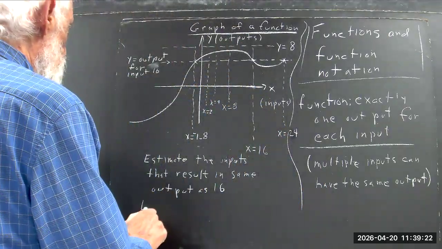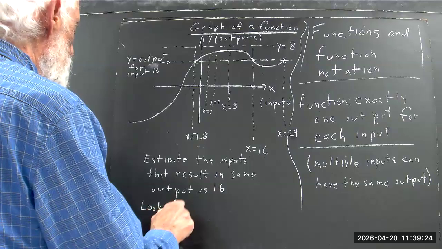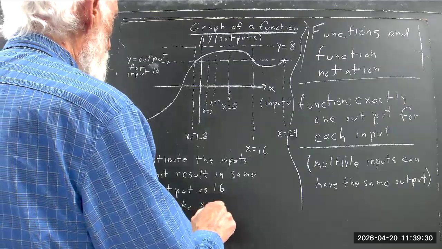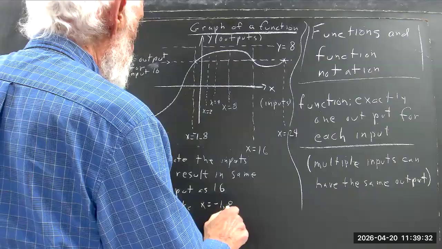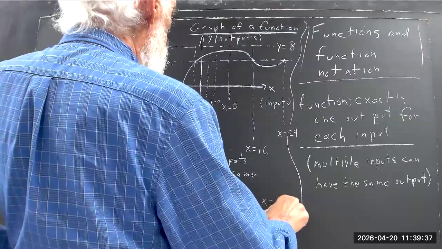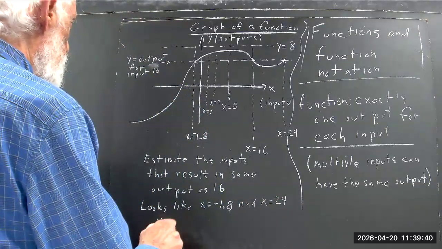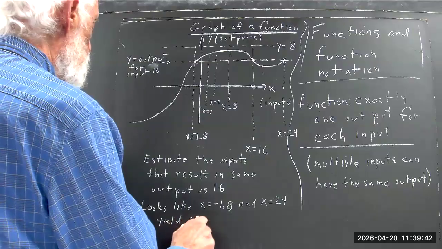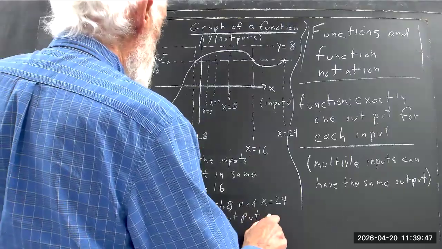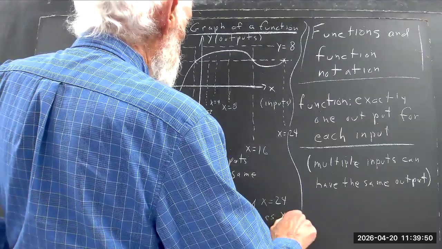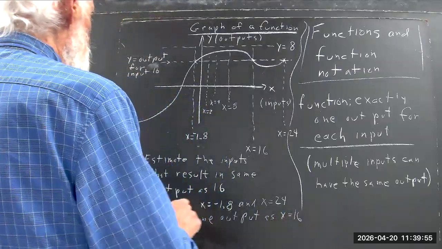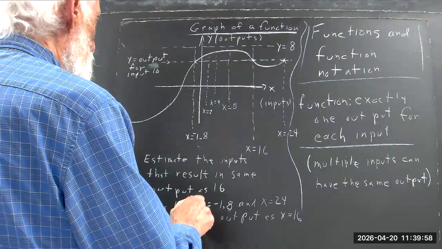Now I'm going to answer my question. It says, looks like x equals negative 1.8 and x equals 24 yield the same output as x equals 16. And I should have said, looks like inputs.